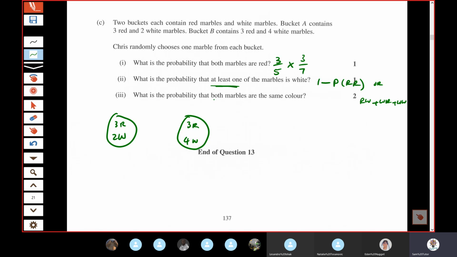What is the probability that both marbles are the same color? So essentially, that means red, red, plus white, white. Red, red you've already done. Plus, see how easy the HSE is? White, white. 2 out of 5 times 4 out of 7.